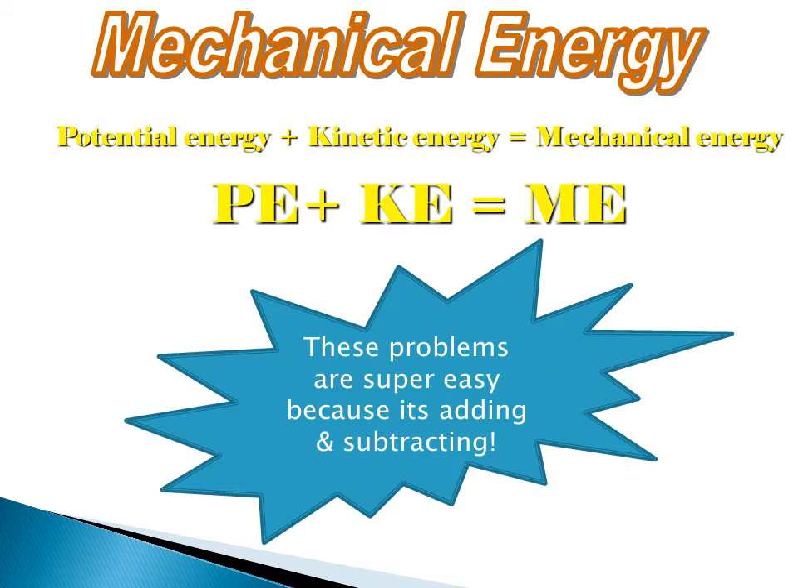Our equation for mechanical energy is pretty easy. It's potential energy plus kinetic energy is mechanical energy. And the shortcut version is PE + KE = ME. These problems are super easy because it's adding and subtracting, right? Now, they are a little more thought-provoking. You have to think through them, but once you get it, the math is really easy.